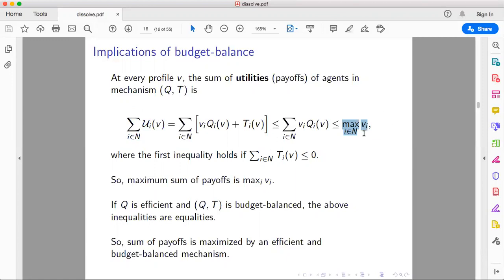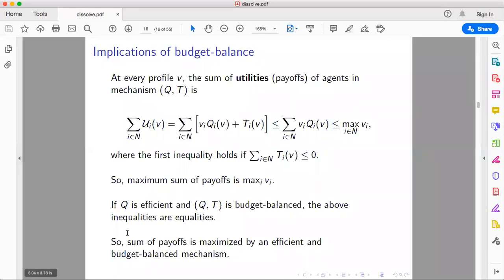But we can achieve this upper bound by a particular choice of q and t. Okay, by choosing q to be the efficient mechanism and t to be budget balanced. So why is that? Well, if t is budget balanced, then this inequality becomes an equality. And if q is efficient, then this inequality also becomes an equality. All of you agree with that? Yes, sir. Yeah.